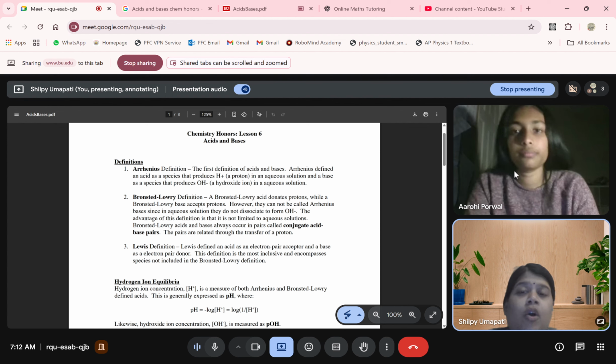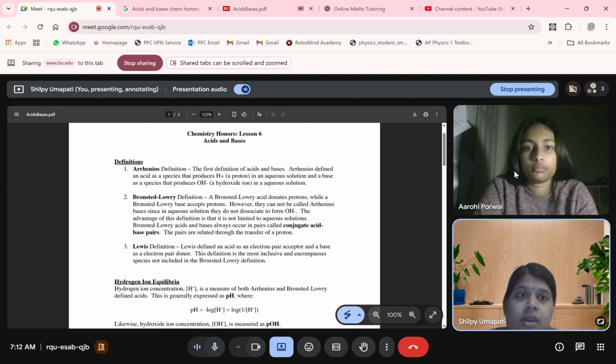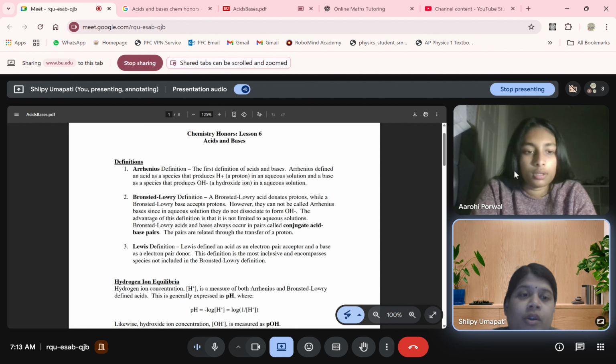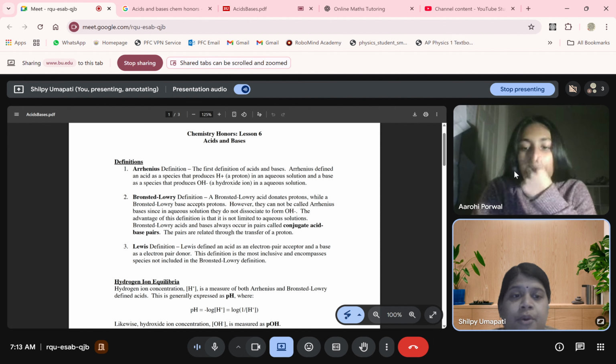And according to Bronsted-Lowry theory, your acids are proton donors. Proton donors, because they'll give off, right? Once they release H plus, they are proton donors.